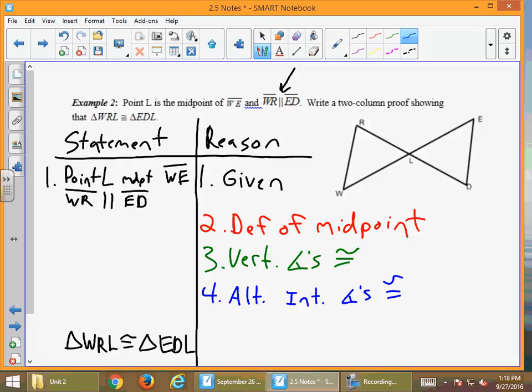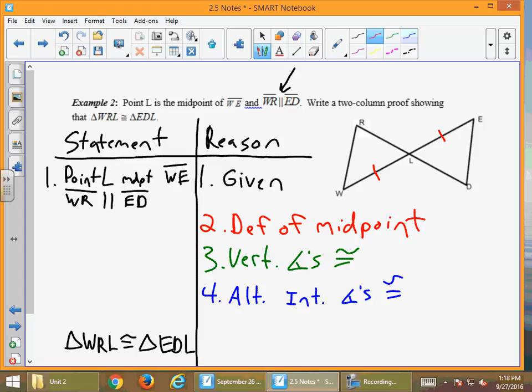So we said definition of midpoint. Well, what does it mean to be definition of midpoint? What's that really mean? Something along those lines, yes. We're going to figure it out. But midpoint means that it's in the middle, right? So I know that L is in the middle of WE. Here's WE. So what do I know about each of the pieces if that dot's in the middle? They're equal. They're congruent.